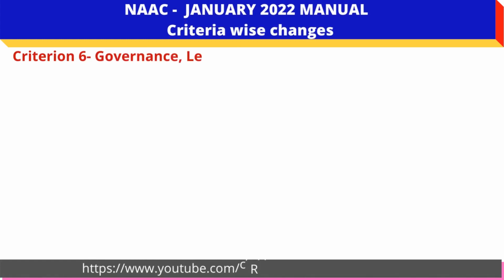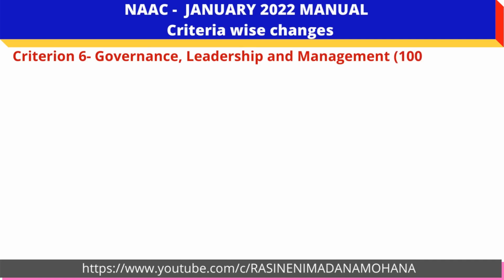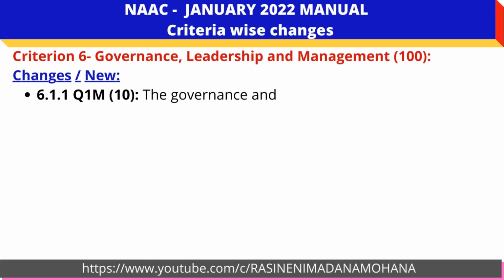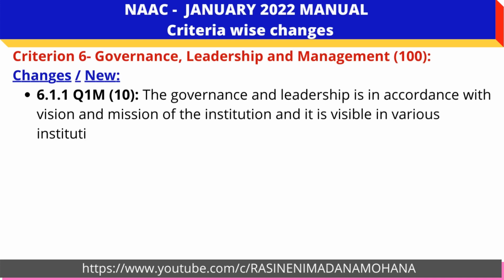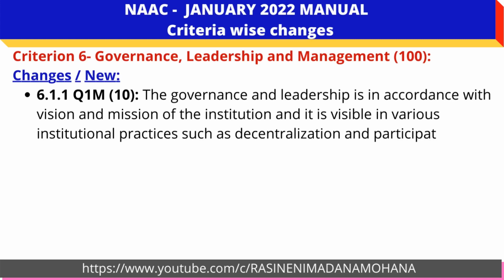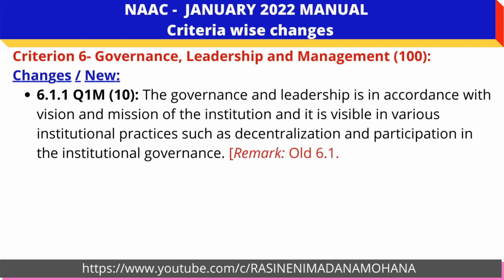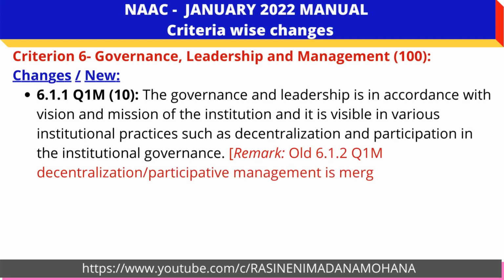Now coming to criteria 6, governance, leadership and management. The changes in new are 6.1.1 qualitative metric, 10 is the weightage. The governance and leadership is in accordance with the vision and mission of the institution, and it is visible in various institutional practices such as decentralization and participation in the institution governance. Earlier, governance and leadership with vision and mission was one qualitative metric. Now decentralization and participative management, which is also qualitative, is merged with this one. So 6.1.2 is merged with 6.1.1. Now the total weightage is 10. Both were qualitative earlier, and this time also the merged one is a qualitative metric.